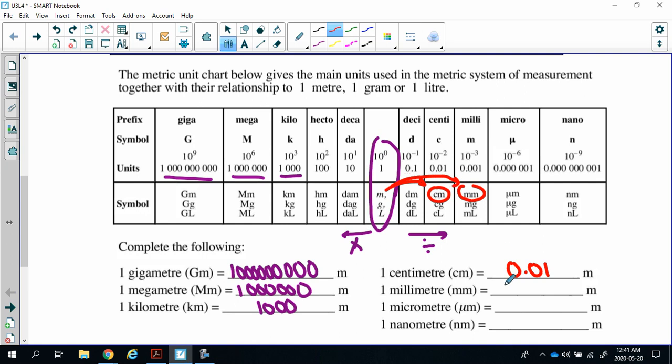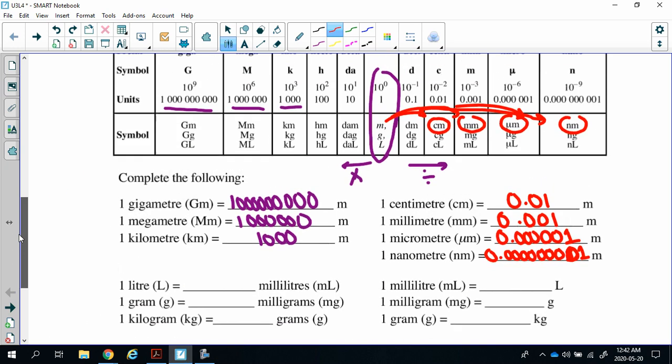1 millimeter is how many? That's 0.001 meters. Micrometer, that's right here, which is 10 to the negative 6, so 0.1, 2, 3, 4, 5, and 6. And nanometer is right here, is 10 to the negative 9. So that's 9 zeros, 1, 2, 3, 4, 5, 6, 7, 8, and 9.